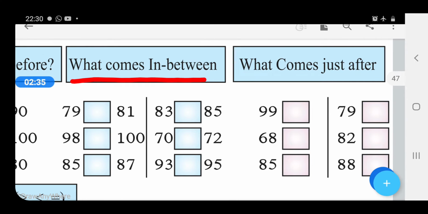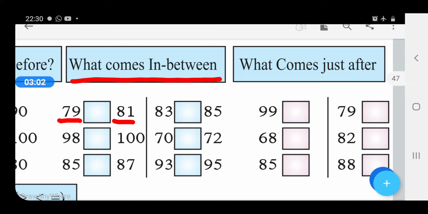What comes in between? Okay, for example, which number will come between 79 and 81? And for solving these sums we can use either the concept of forward counting or the concept of backward counting.